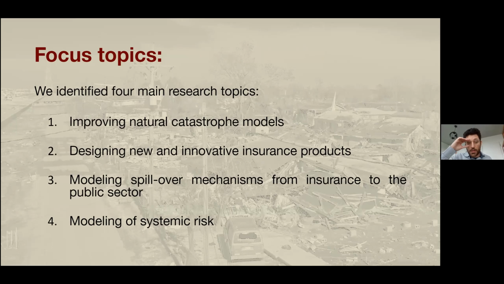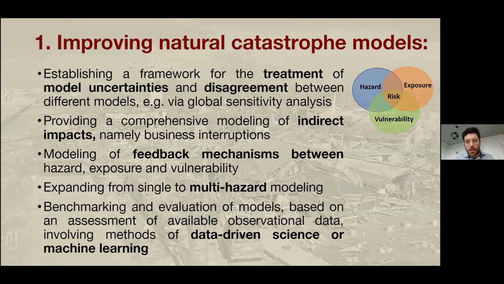The first one is how to improve natural catastrophe models. Second is how to design new and innovative insurance products. Third pillar is modeling spillover mechanisms from insurance to the public sector. And the fourth is how to model systemic risk. As for the first theme, improving natural catastrophe models, we identified a few gaps. I'll go through them very quickly.